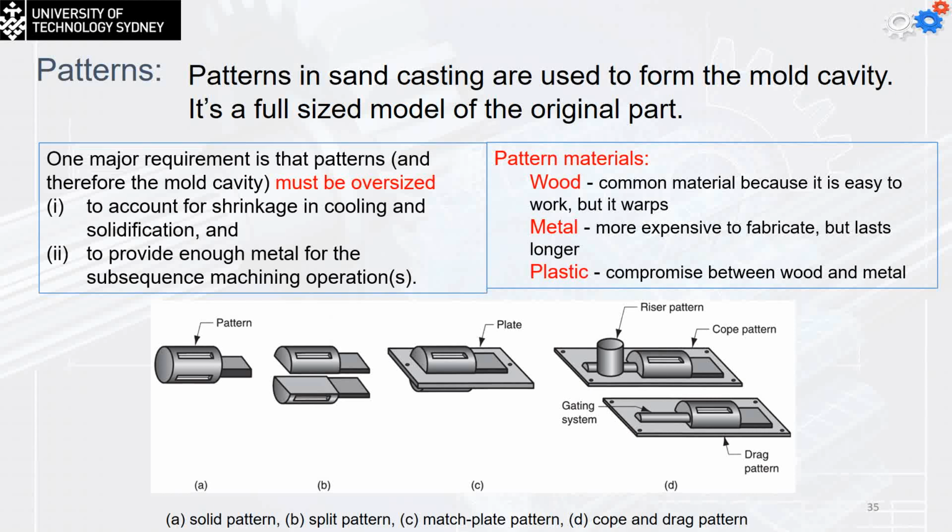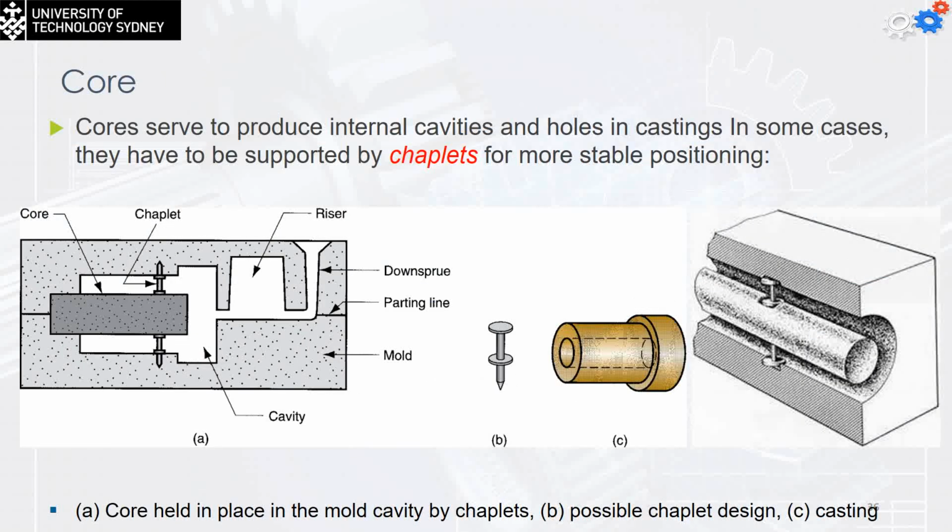For the core, okay, now this is the core. That's how it sits when it's going to be filled with the metal. I'm going to have the cavity in the middle. So usually it's going to be fixed by metal pins, which are called chaplets. The chaplet is going to melt and disappear within the metal.